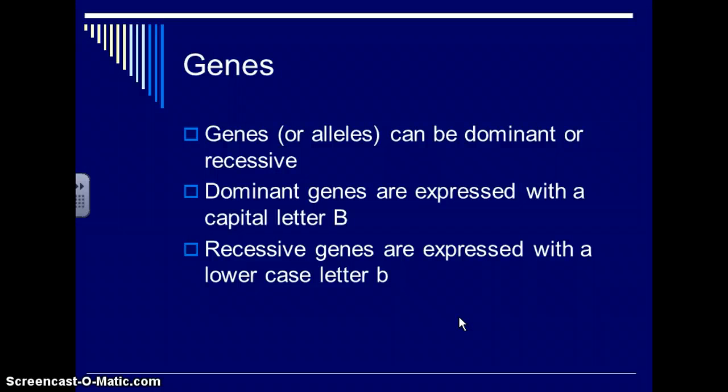Genes, or alleles, can be either dominant or recessive. Dominant genes are expressed with a capital letter, and here I've given you the example of a capital letter B. That doesn't mean we'll always use the letter B, it's just an example. Recessive genes are expressed with a lowercase letter, so for example a lowercase letter b. Whenever you choose a letter, you have to use the same one to represent both the dominant and the recessive gene.